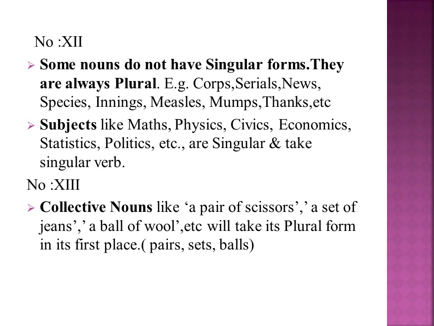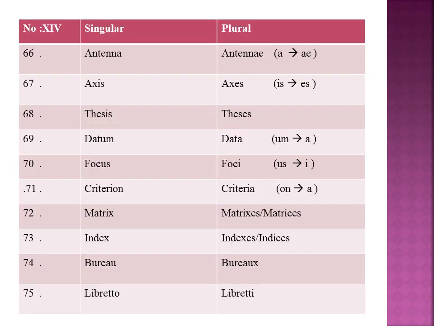Rule number 13 teaches you to make plural collective nouns. A pair of scissors, a set of jeans, a ball of wool are all examples of singular form. The plural form is 2 pairs of scissors, 3 sets of jeans, or more balls of wool. 14th rule is quite simple.